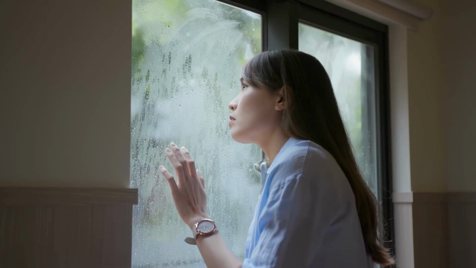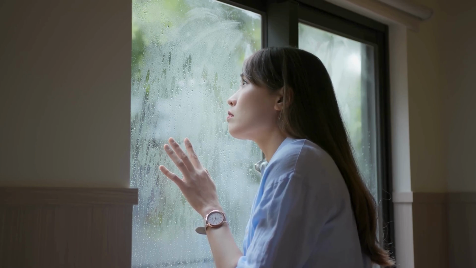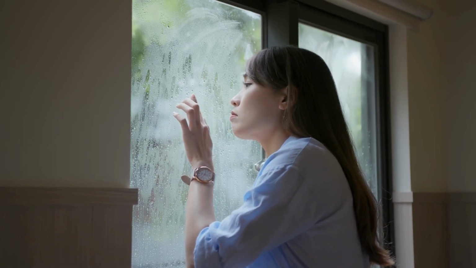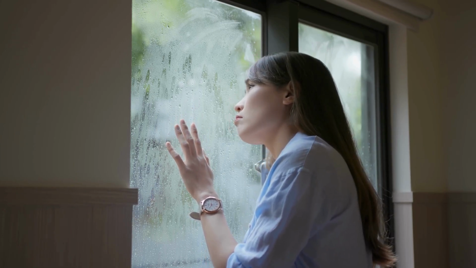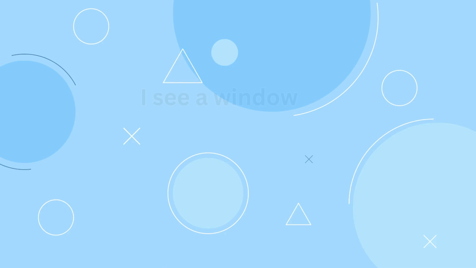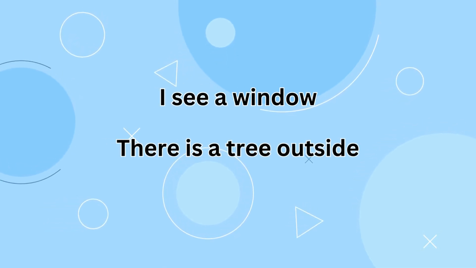Now it's your turn. I want you to describe what you see around you in English. Take a few seconds, look around and try to form a sentence. For example, I see a window or there is a tree outside.